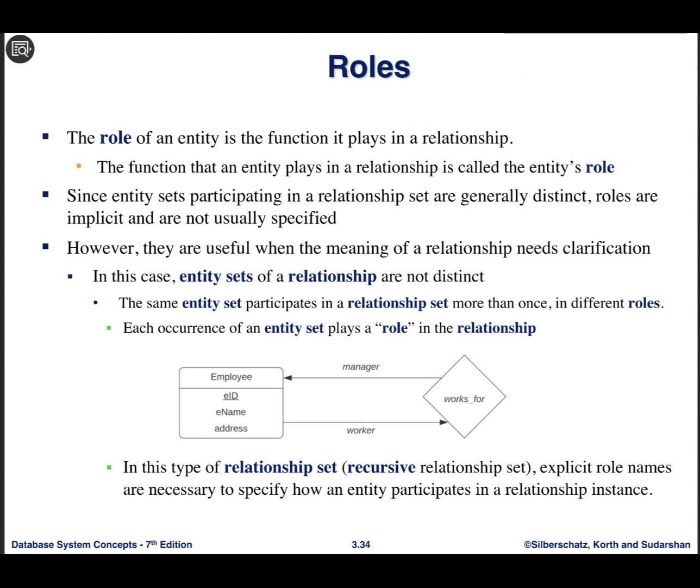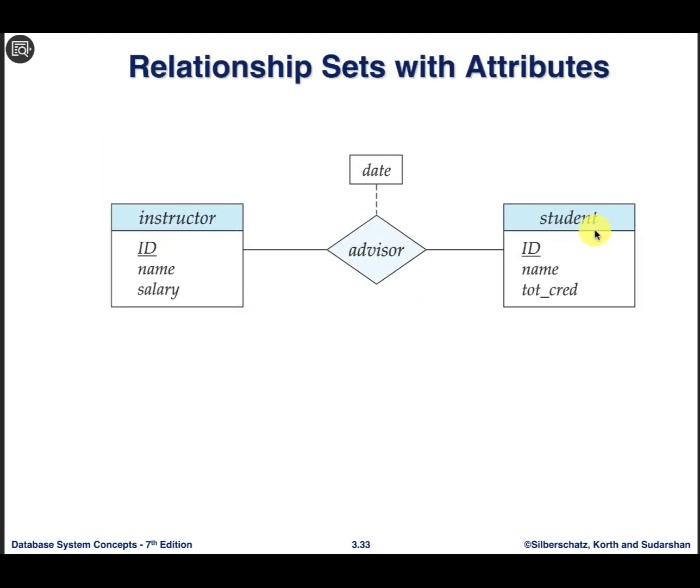So let's take a look at the roles that we have. Let's go back here. For the instructor and the student, when we have an instance of this entity set, it's going to participate in this relationship using which role? As an instructor. So there is no need to say this is an instructor. This entity set is going to play the instructor role in this relationship set. And here, since we have a student, an entity instance of this entity set is going to participate in this relationship in the role of a student. So there is no need to specify the role.